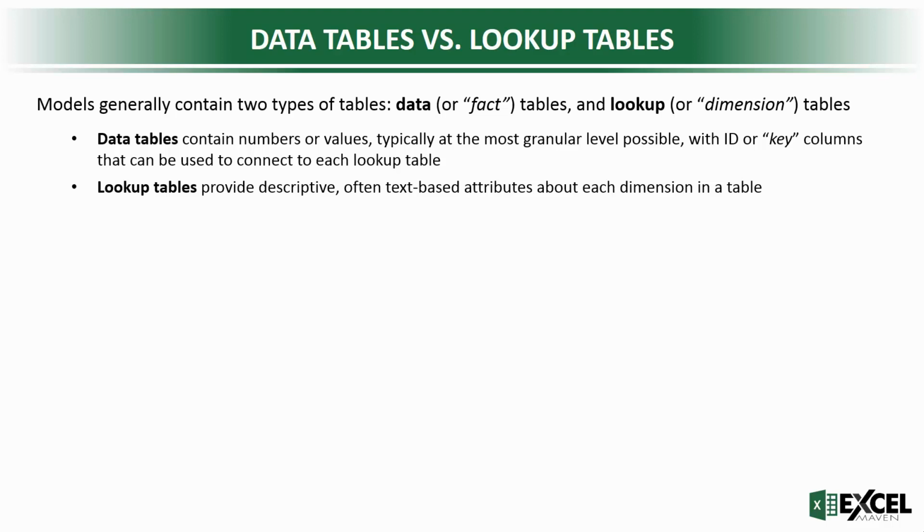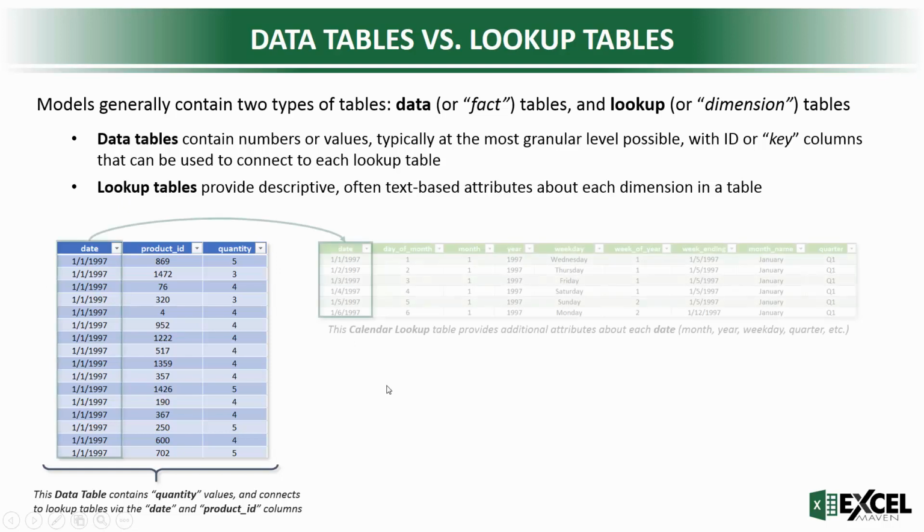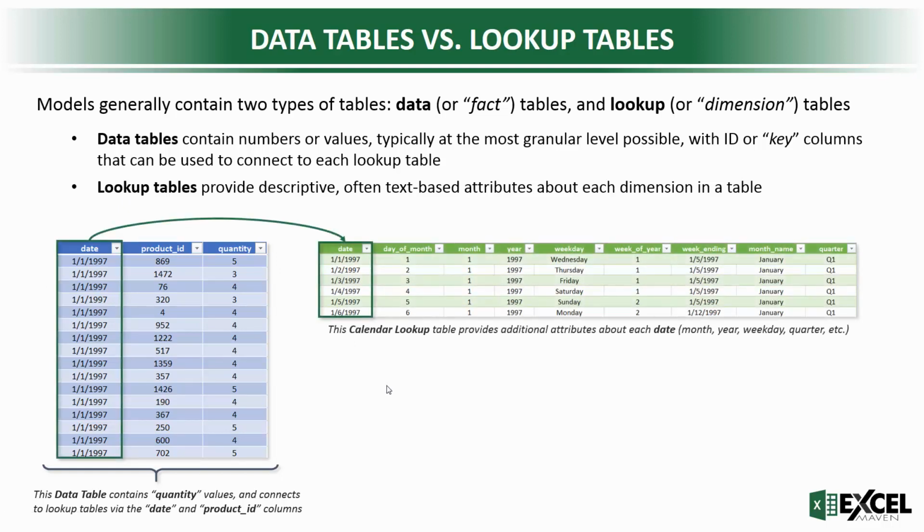So let's take a look at an example. Here we've got a data table containing quantity values. So this is like quantity or transactions by day, by product. And what we're going to do is connect this data table to some lookups using these date and product ID columns here. So first, the date field matches to the date column in a calendar lookup. And what the calendar lookup does, the purpose that it serves, is to provide additional information about each of those dates.